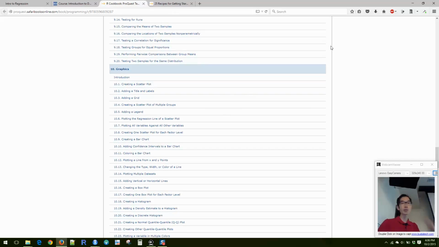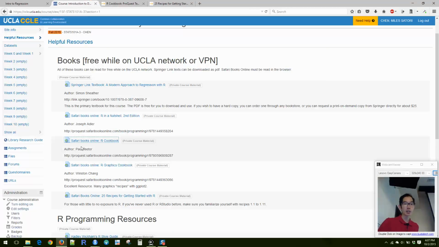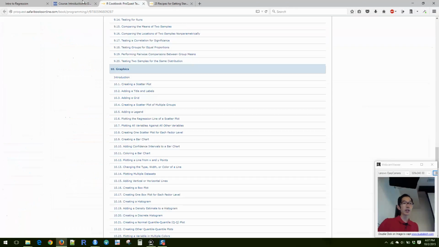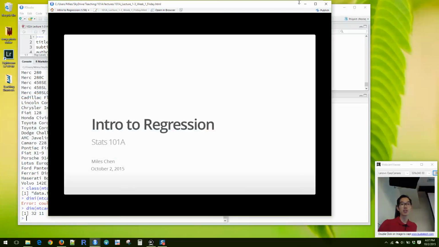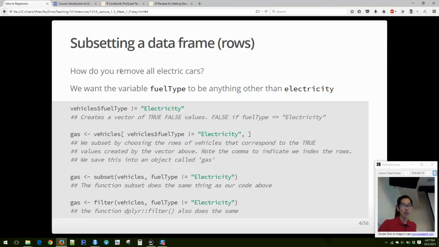So for those of you who are getting started with R and are a little bit shaky, I think these books from O'Reilly are excellent. And as long as you're on the UCLA network, so if you're on campus and you connect, it'll be free. If you live off campus, then just VPN in, right? You all have the UCLA VPN. So just Google UCLA VPN, and you'll find the instructions on that.